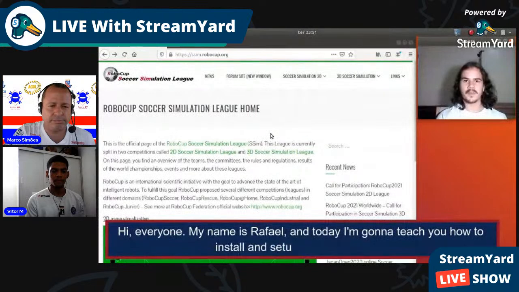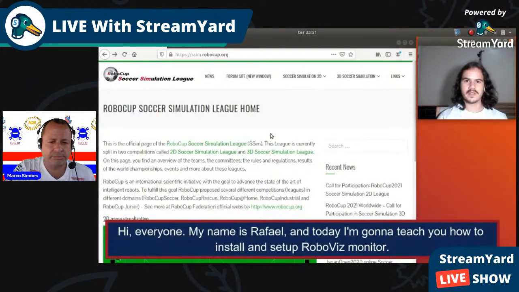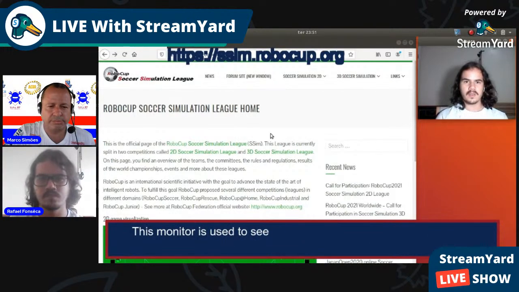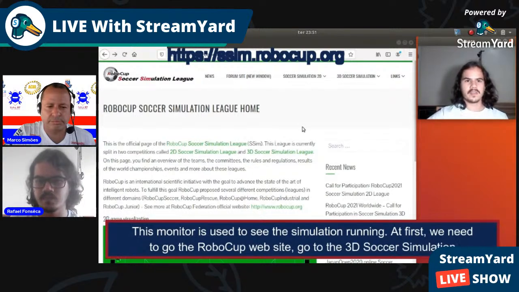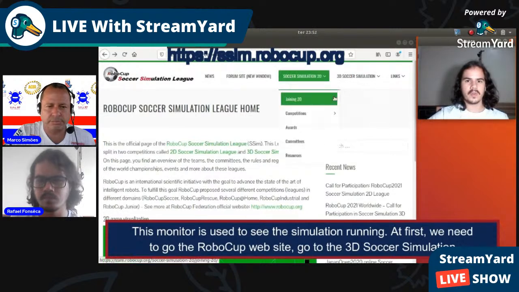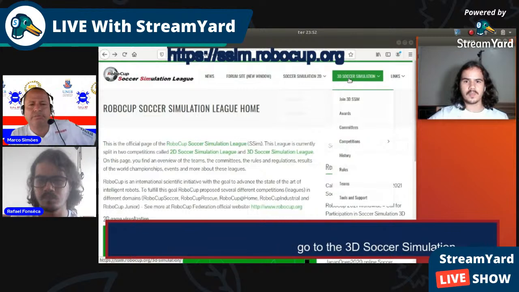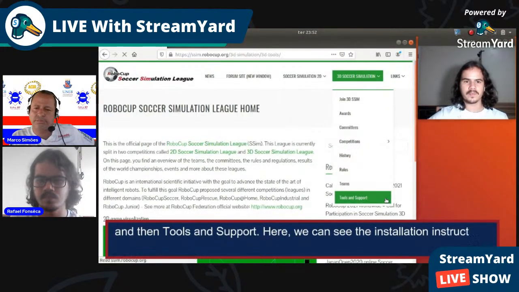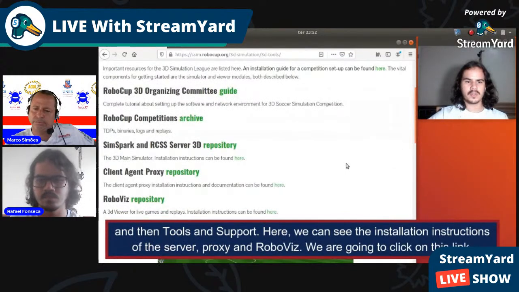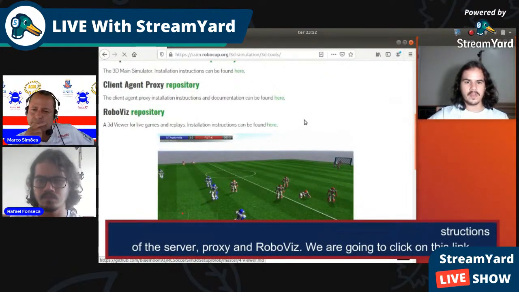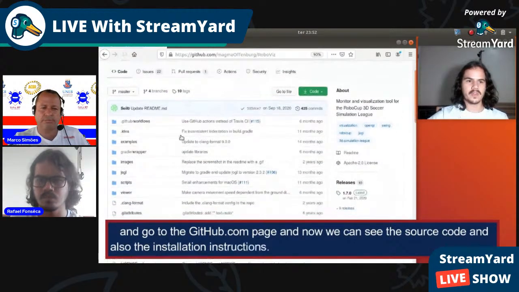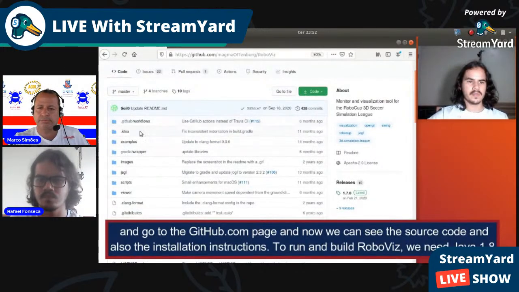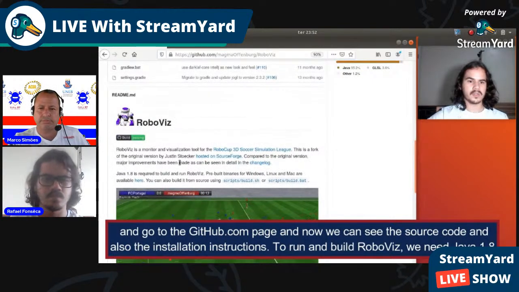My name is Rafael, and today I'm going to teach you how to install and set up the RoboVis monitor. This monitor is used to see the simulation running, and at first we need to go to the RoboCup website, go into 3D soccer simulation and tools and support. Here we can see the installation instructions of the server, proxy and RoboVis. We are going to click on this link and go to the GitHub homepage, and now you can see the source code and also the installation instructions.